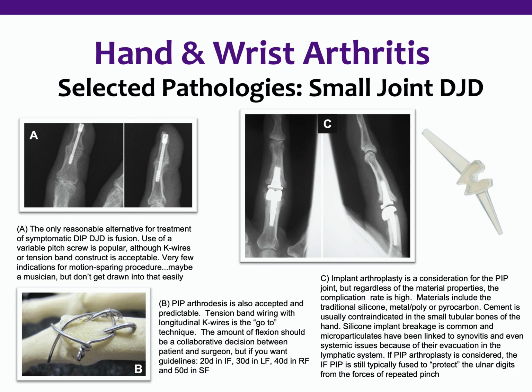You can place a PIP joint arthroplasty. They run the gamut from silicone to metal and plastic to pyrocarbon. And so for this, I would probably just say no, it is an option, probably a little bit more frequently used in the ring and small digit. Plus or minus in the long digit. Fusion still preferable for the index digit.